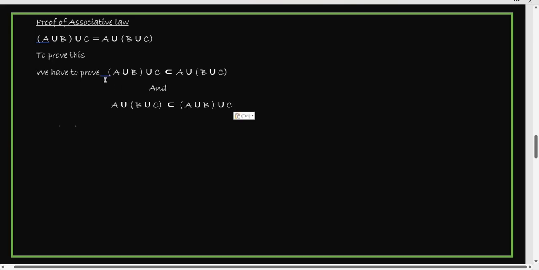See, that means A union B union C is a subset of A union B union C and vice versa. This is the subset of this. Let us take an arbitrary variable x such that x belongs to A union B union C.